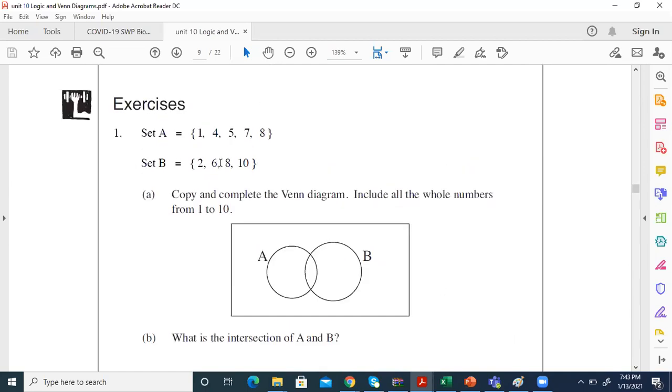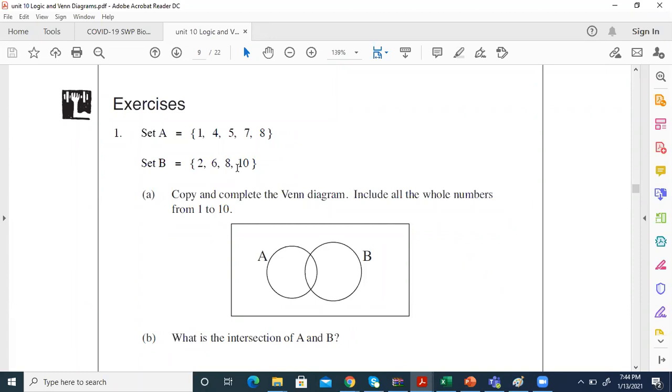So this one, we did last class. Basically it asks us to fill out the Venn diagram. Set A is 1, 4, 5, 7, 8. Set B is 2, 6, 8, and 10. So the very first thing you do is look at what is common. What's common here? We see 8. So you put 8 in the middle, and then you fill out the rest of the set.